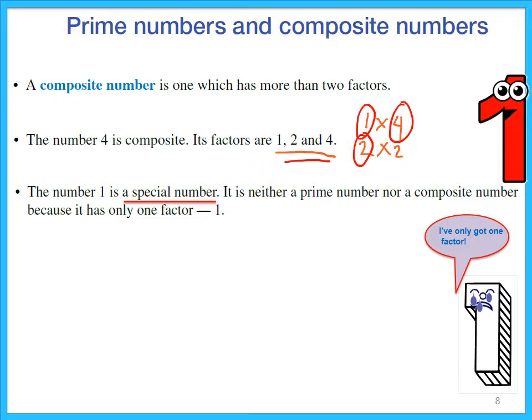Number 1's a special number. It's not really prime or composite because it really only has one factor, 1. Or it's just 1 times 1. So it's the only special one.